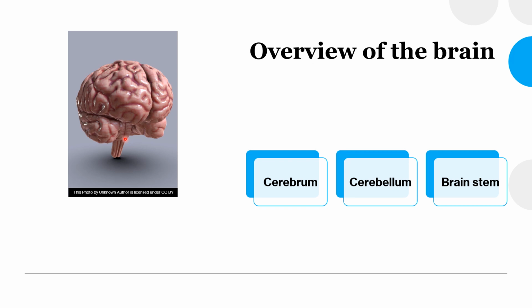The cerebrum is the largest part, which is seen right here. It occupies most of your skull. It is divided into two hemispheres right here. You have a right one and a left one, and the right side controls the left side of your body, and the left side controls the right side of your body. They are held together by a bunch of fibers called corpus callosum. The cerebellum, which is right here, is located at the back under the cerebrum, and the brainstem is located below the cerebrum.